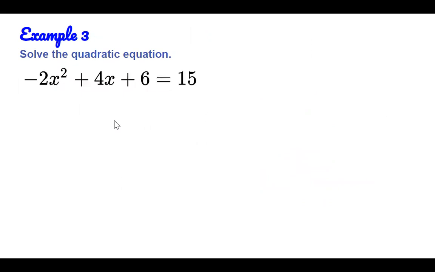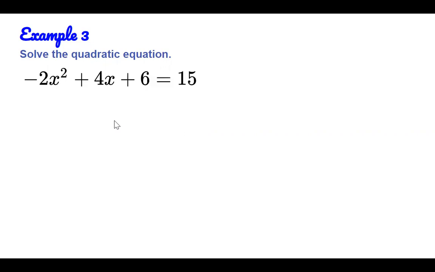Negative 2x squared plus 4x plus 6 equals 15. All right. We got this. We got this. Okay, everybody has this one down?